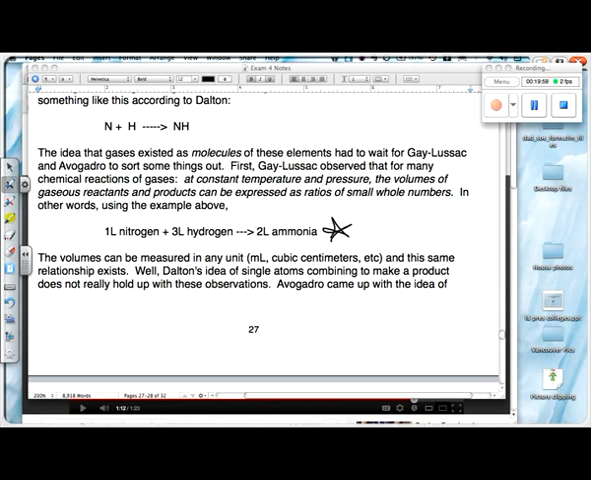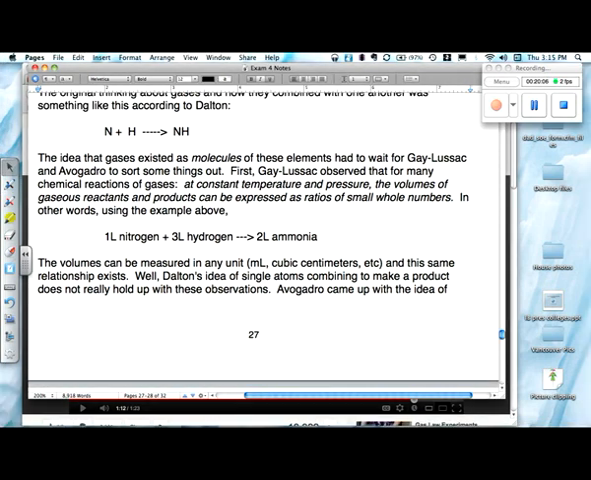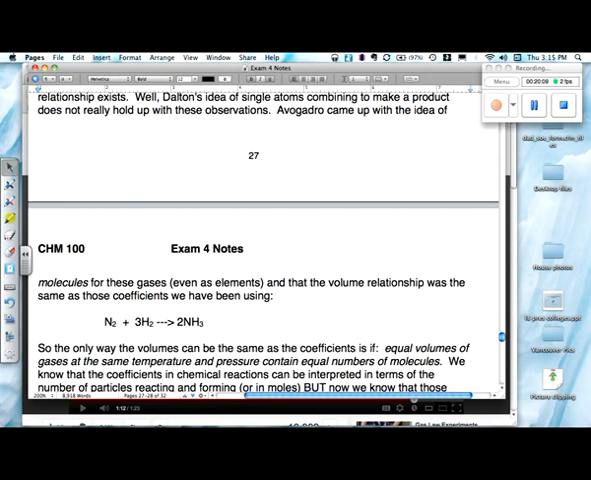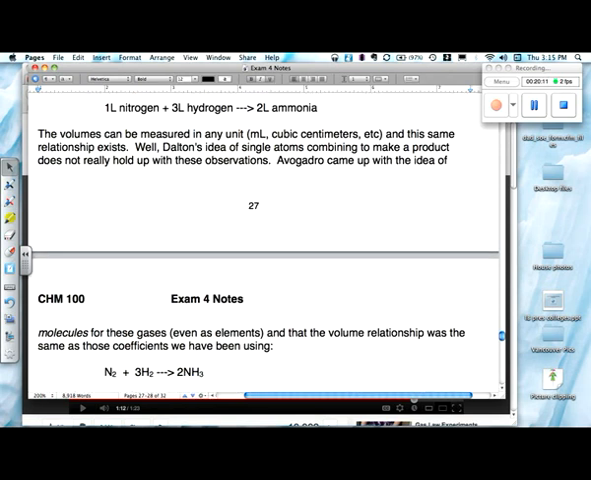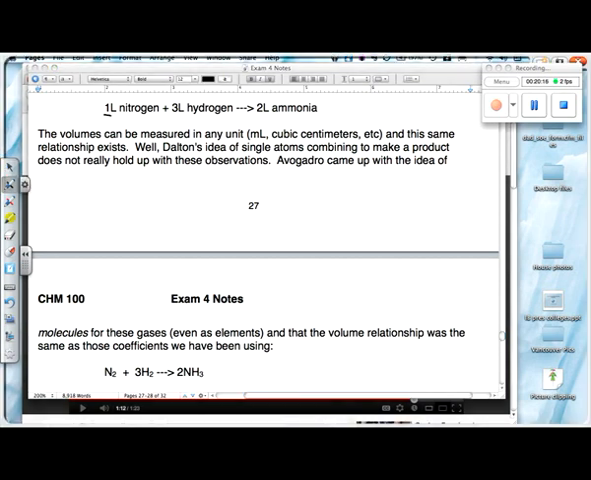Remember those coefficients in chemical reactions being either particles or moles? Well, they can also be volumes if you're talking about gases. So 1 liter of nitrogen, 3 liters of hydrogen, 2 liters of ammonia, matching the 1, 3, and 2 moles in the equation. So if you are using gases, you can relate their coefficients in volume.